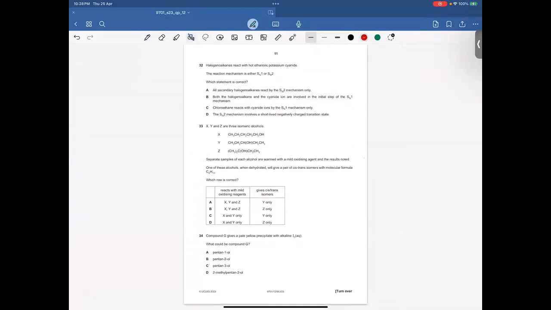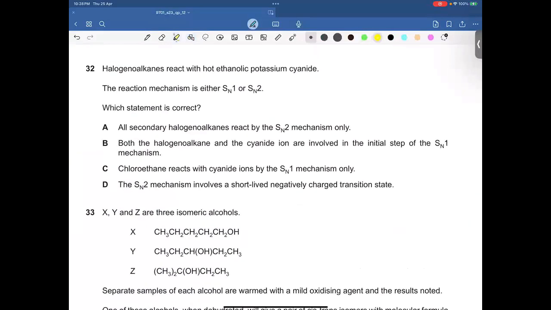Question number 32. Halogenoalkane, which is alkyl halide, reacts with hot ethanolic potassium cyanide. The reaction mechanism is either SN1 or SN2. Remember, SN1 always takes place in 3 degree alkyl halide, whereas SN2 always takes place in 1 degree alkyl halide, and all alkyl halides are generally represented by RX. Okay, the examiner is asking which statement is correct.